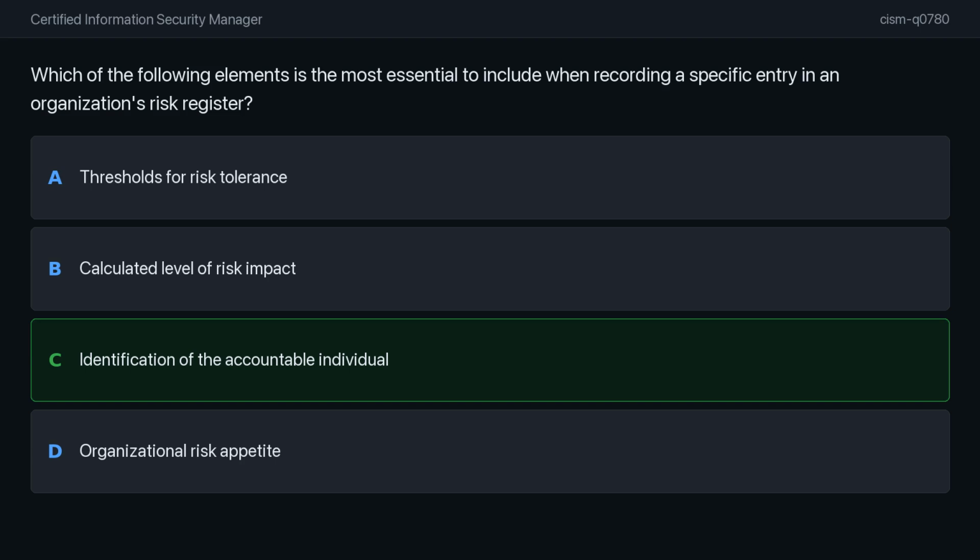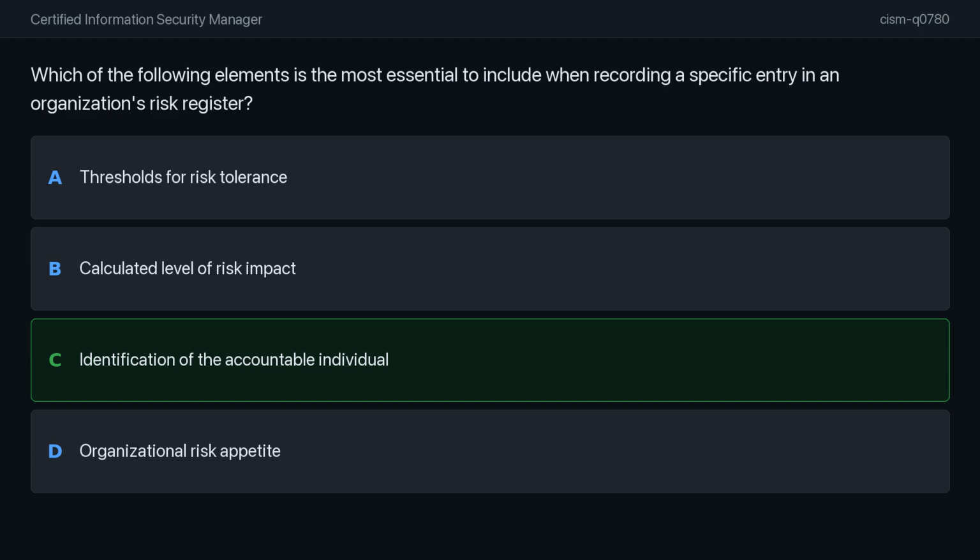As for the other choices, while the calculated level of risk impact is certainly critical for prioritizing which risks to address first, it is secondary to the assignment of ownership. Similarly, risk appetite and tolerance thresholds are essential strategic elements defined at the policy level. However, they are not operational details required for every individual risk record itself.